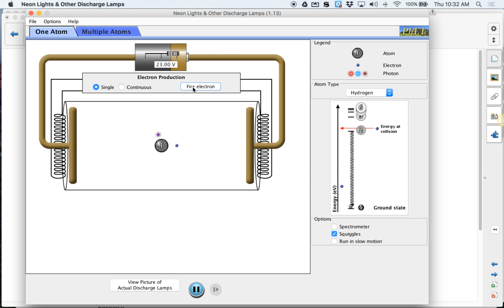Okay, so we fire an electron. When the electron hits the atom, it knocks the electron inside the atom. So there's two electrons here, one that gets fired across. It'll knock the electron inside the atom to a higher energy level. And then when that electron falls back down to the lower energy level, light is given off.